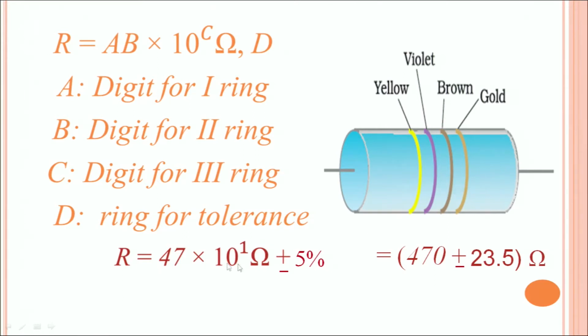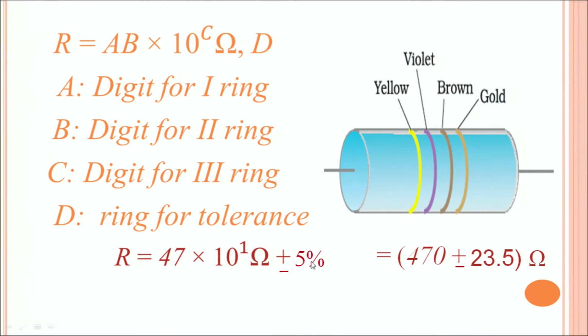So, what is the value? 47 into 10 raised to power 1 ohms. That means 470 ohms, right? Now, what is the significance of golden color? The golden color signifies that this has a tolerance of 5%.